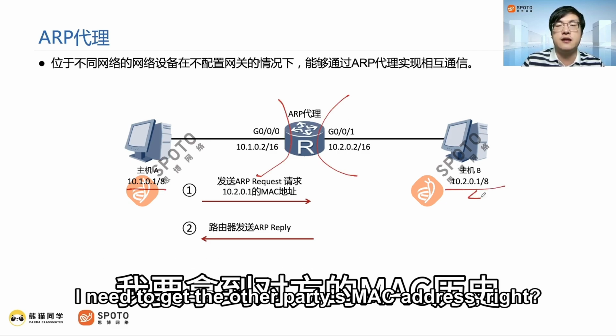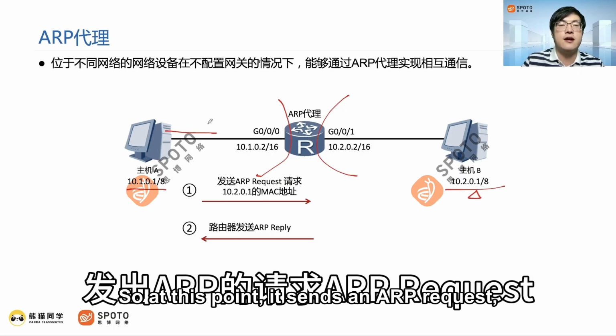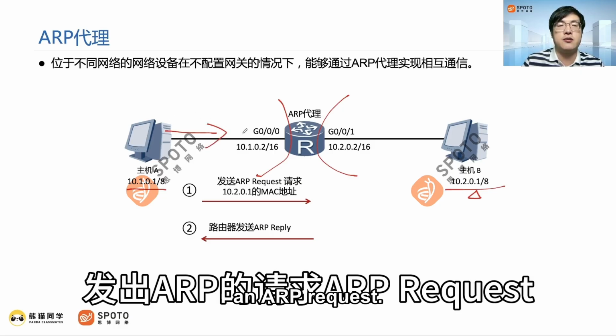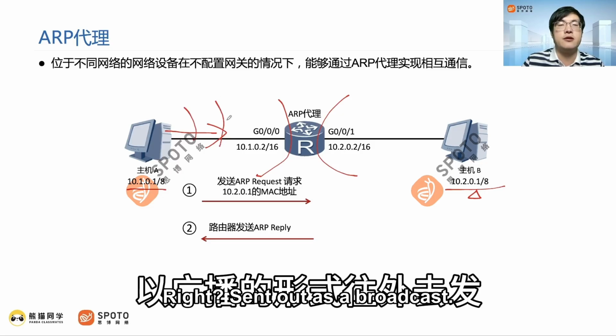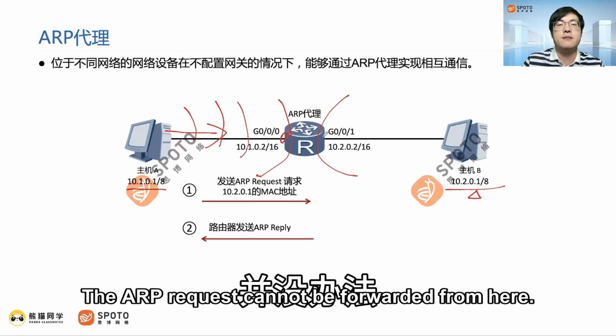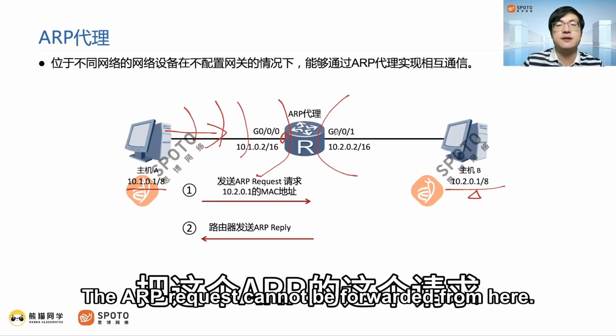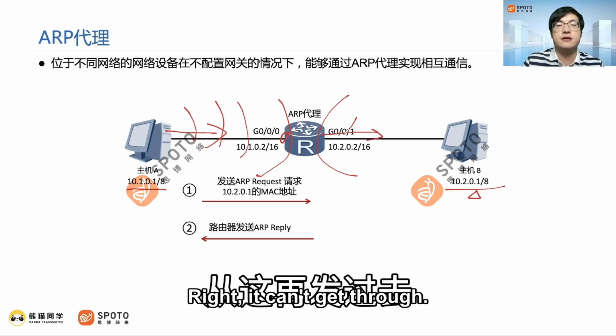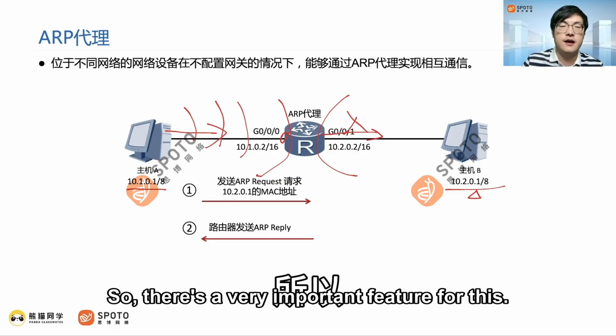Okay, so at this point, if A wants to communicate with the other party, I need to get the other party's MAC address, right? So at this point, it sends an ARP request, sent out as a broadcast. But it stops right here. The ARP request cannot be forwarded from here. Right, it can't. So, there's a very important feature for this.